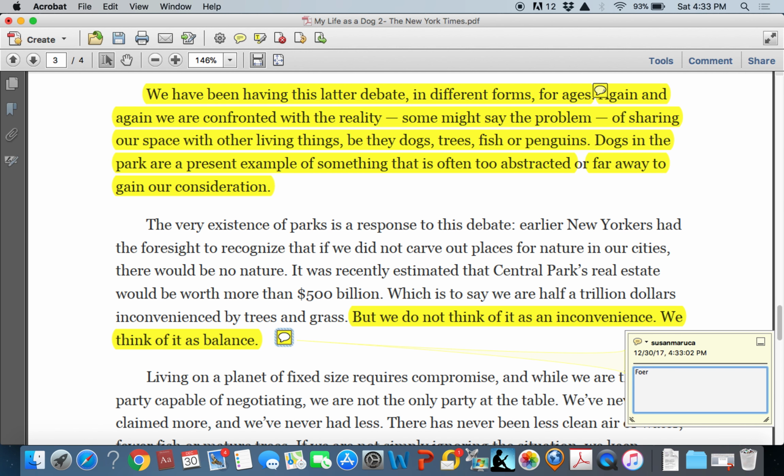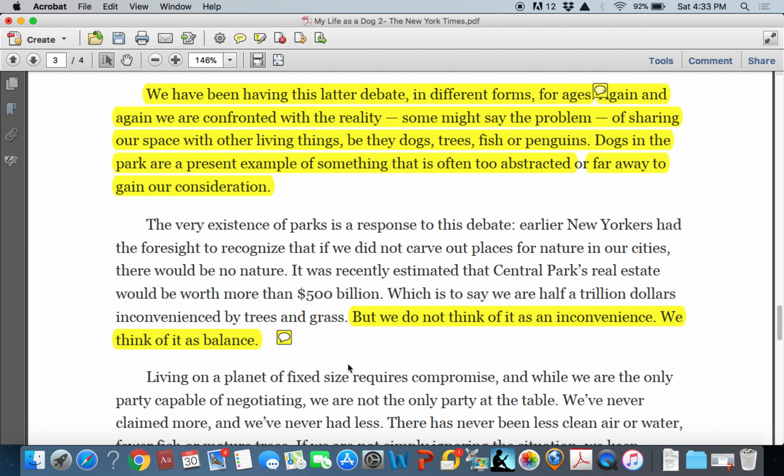So I'll highlight it, and then I will add a note. The author uses Central Park as an example of a financial sacrifice made by New Yorkers to preserve the natural world in an urban setting to maintain "balance." And notice that I did put that in quotes because that's a term of art used by the author in this text.